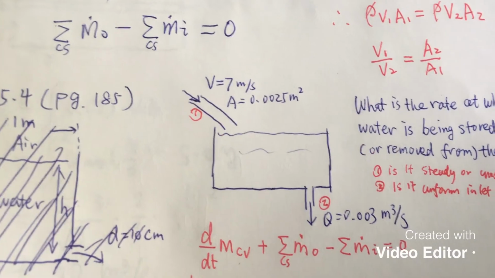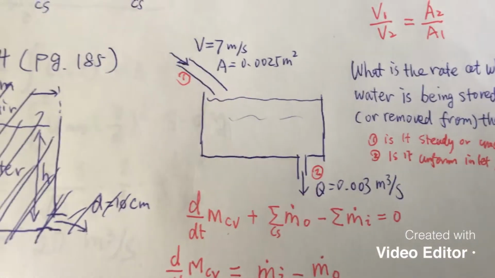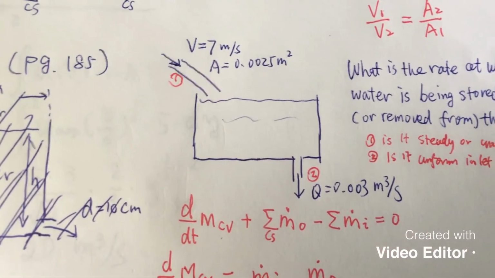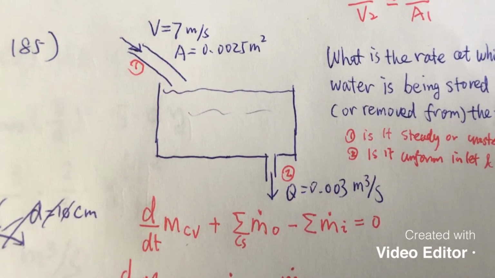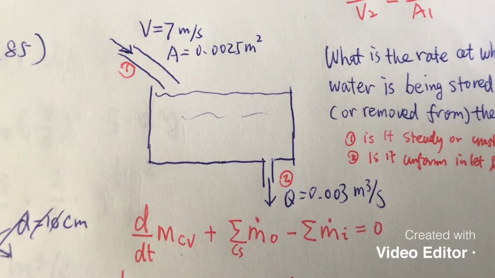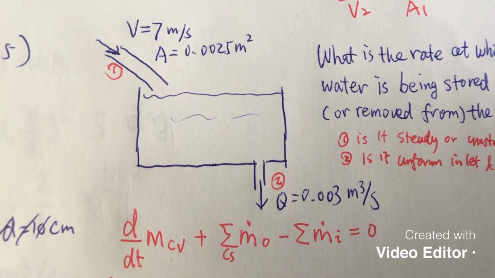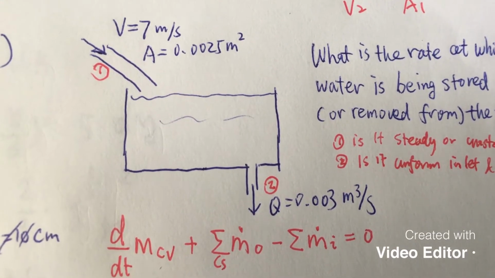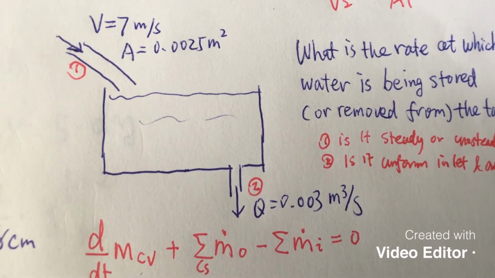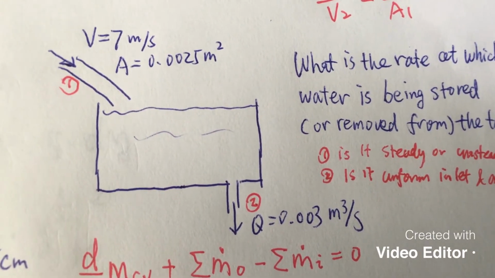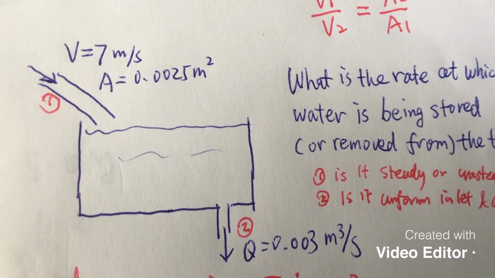Now let's look at several examples. The first example I want to give is example 5.4 in the textbook, page 185. The problem is like this. It's a tank, has an inlet and has an outlet. At the inlet, the velocity is 7 meters per second, and the cross-section area of the pipe is 0.0025 square meters. At the outlet, I mark it 2 here, you have an outlet volumetric flow rate of 0.003 cubic meters per second.